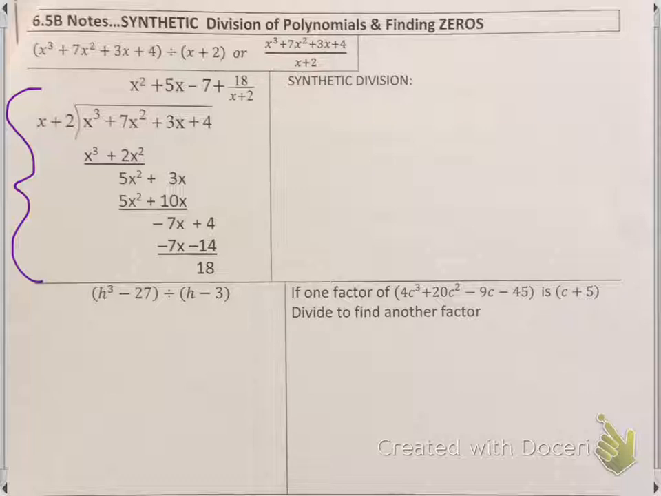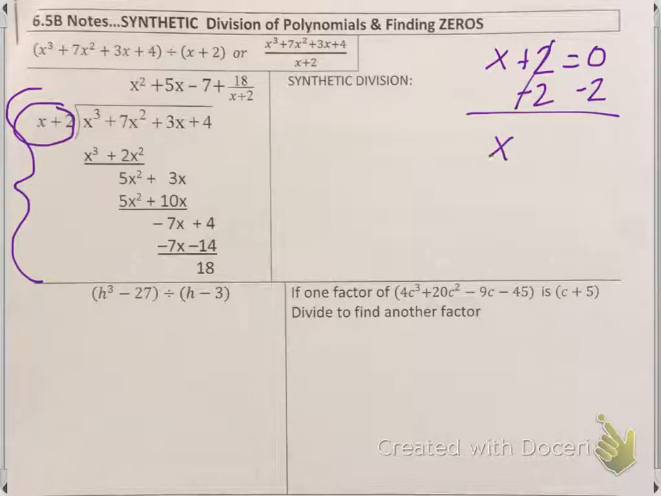So here's how we use synthetic division. The first thing I do is I look at this x plus 2. If I were to set x plus 2 equal to 0 and solve for x, I would subtract 2 from both sides. And that would give me x equals negative 2, correct? Well, that negative 2 I'm going to call my box number. And I put a little box around it like that.